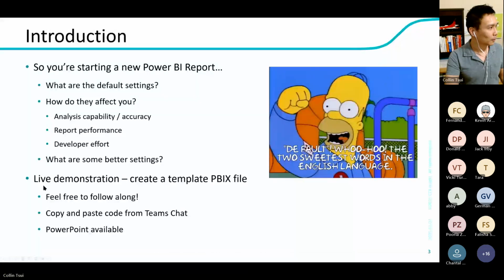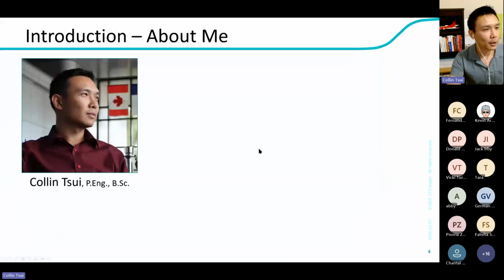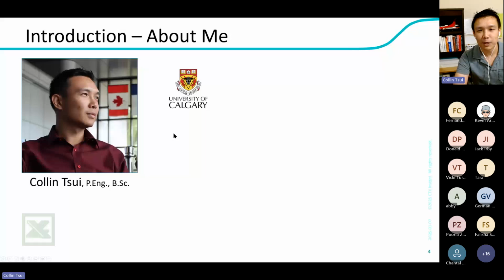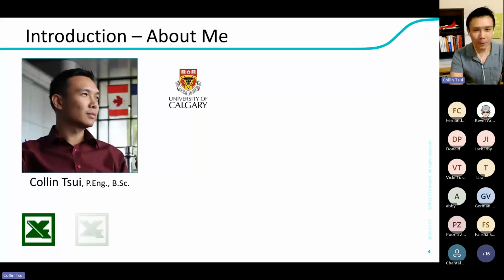Right. So a little bit about myself. My name's Colin Choi. I am an engineer by training. I have a Bachelor of Sciences from the University of Calgary. And ever since I was but a wee lad, I've been working with Excel and learning data analysis, swimming in data really, and doing data analytics without realizing that's what I was really doing.